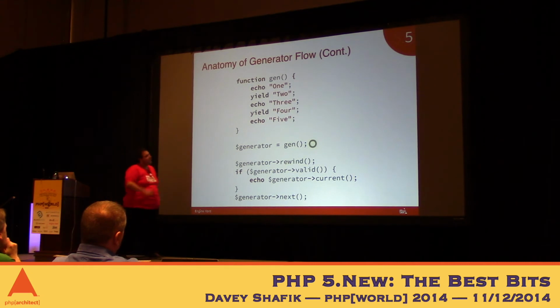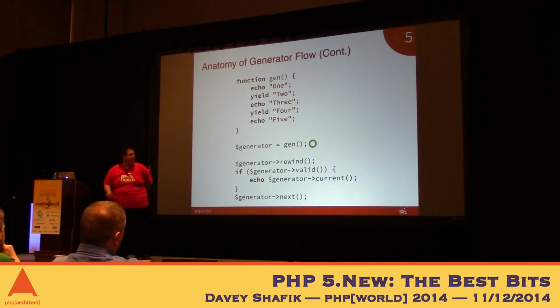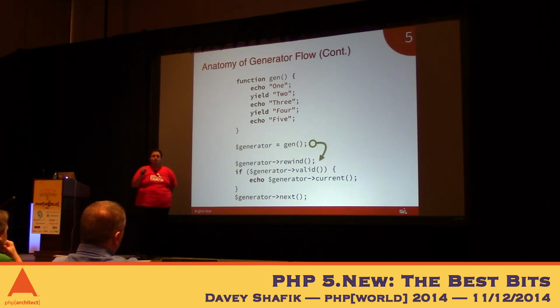So function gen: echo 1, yield 2, echo 3, yield 4, echo 5. I like numbers. $generator = gen(). So we're going to start on this line right here, this green circle. It creates our generator object, okay, and assigns it to $generator. If we were to look inside of that foreach loop and how it runs, the first thing that it does is it calls rewind. Okay, this is how we iterate over arrays. There's a whole bunch of functions: rewind, next, valid, etc. These are the same functions, but they're actually just methods on this generator class.